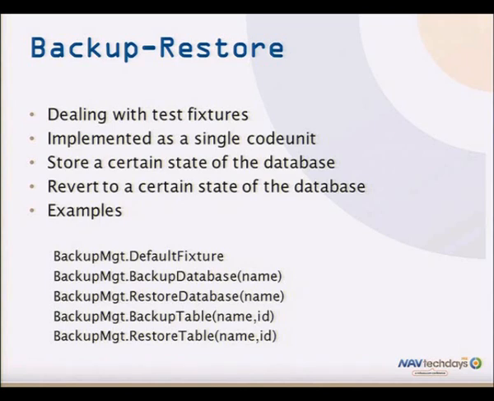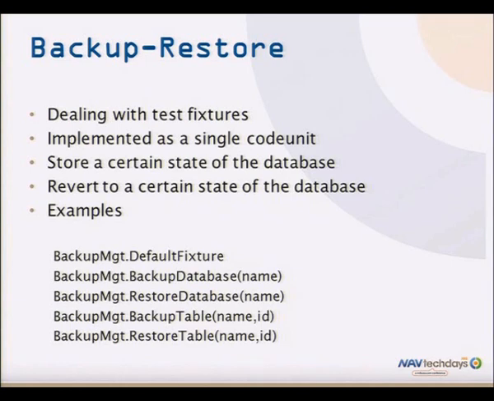So the interface of this code unit contains a function default fixture. I want to note that the term fixture is used in test automation to denote everything that you need to put in place for your test to run. For instance, if you are posting something, there need to be certain things in place, like posting groups, a customer, an item, stuff like that.